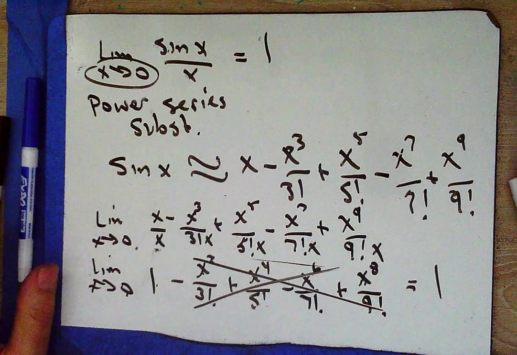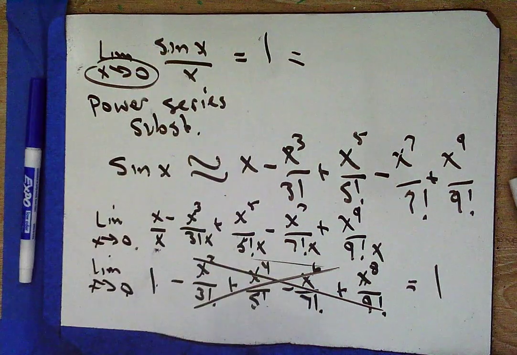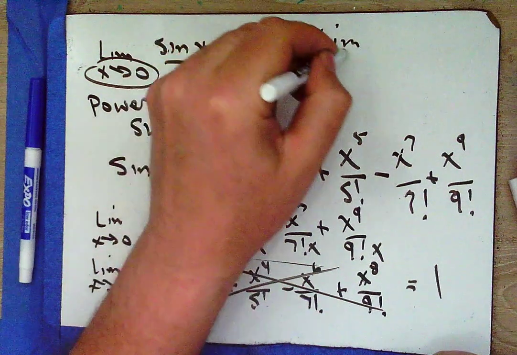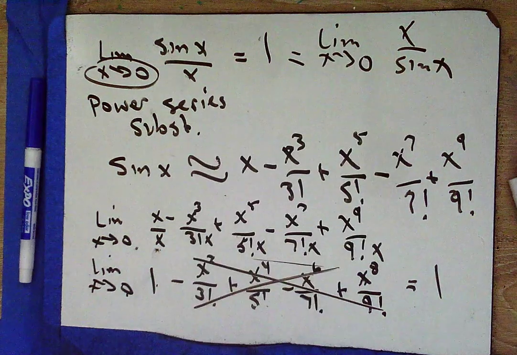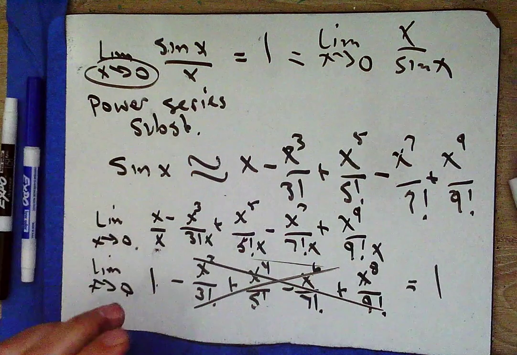Or I could do the same mathematical process. I'm not going to say trickery. The limit as x heads to 0 of x over sine x. I can use the same approach on this to show that that's also equal to 1.